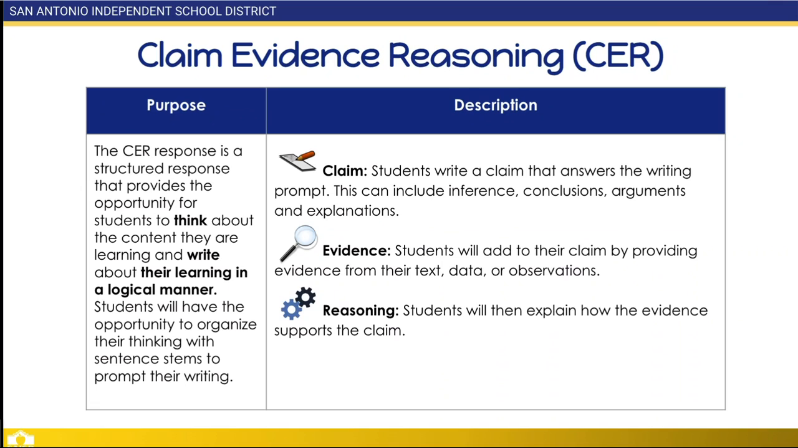Students will have the opportunity to organize their thinking with sentence stems to prompt their writing. Within this strategy, students will begin with C for claim, in which students write a claim that answers the writing prompt. This can include inference, conclusions, arguments, and explanations. Next is E for evidence. Students will add to their claim by providing evidence from their text, data, or observations. Students will then explain how the evidence supports the claim in their last reasoning skill.